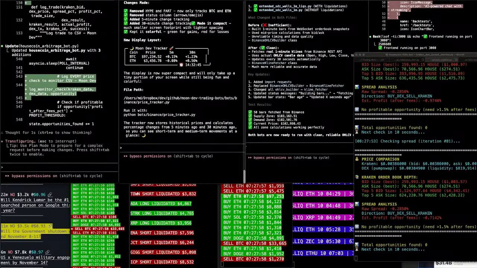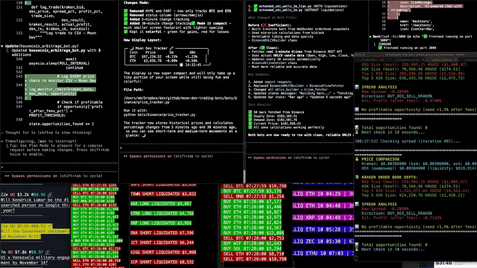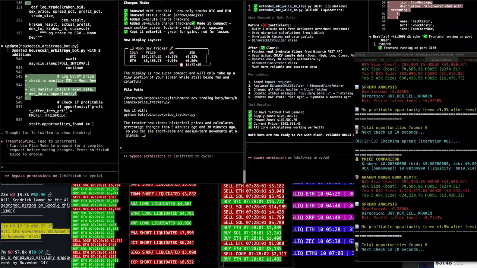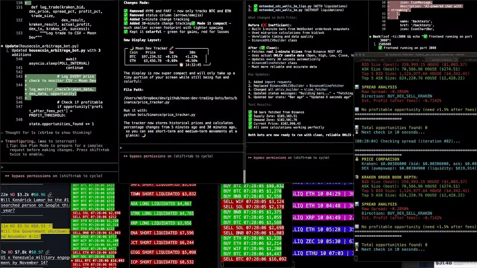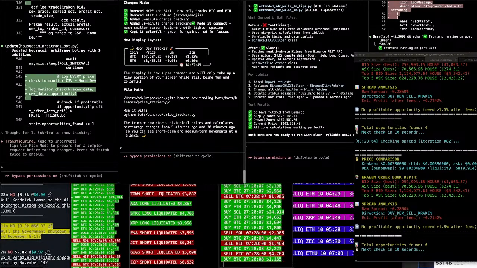So she's going through and updating this arbitrage bot to make sure that everything is logged perfectly. And then we can go ahead and run it here and see how it does over the next 24 hours or so.